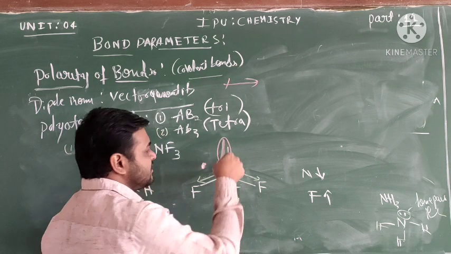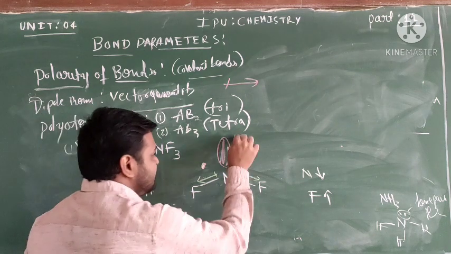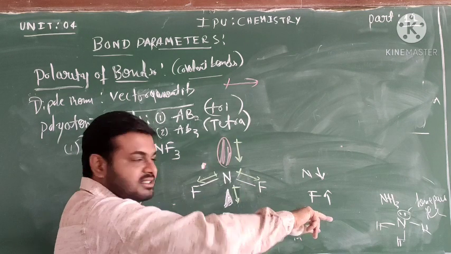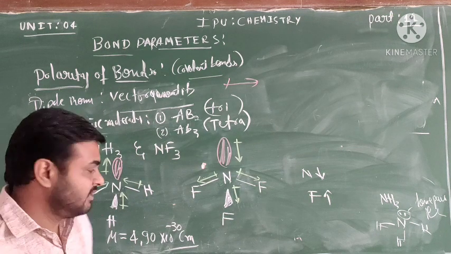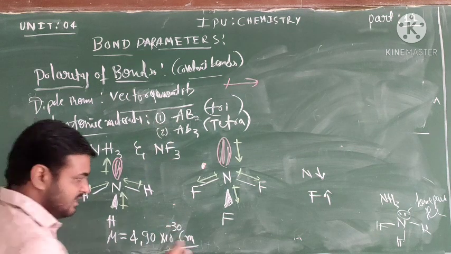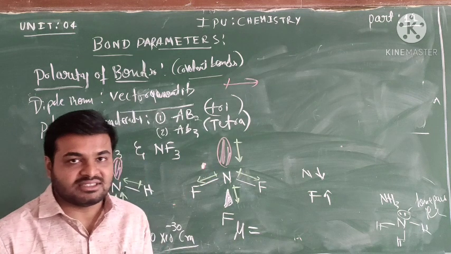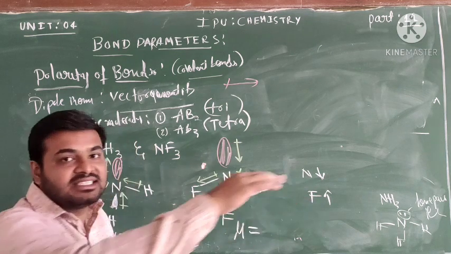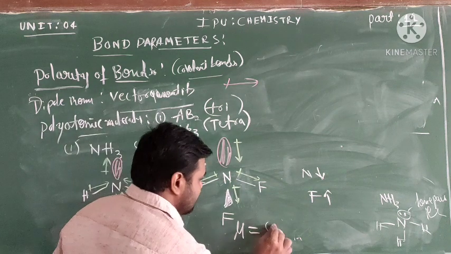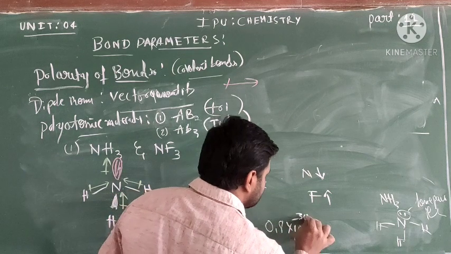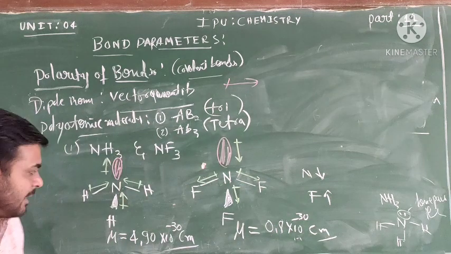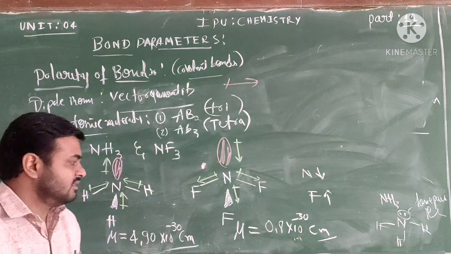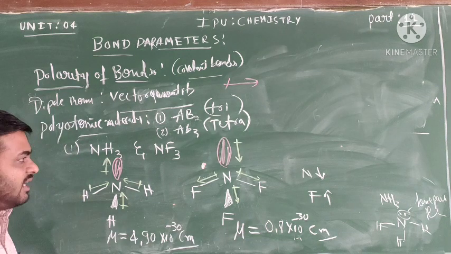In this case the lone pair is also involved. The nitrogen lone pair of electrons also moves towards the fluorine atoms. This makes the value less. The net dipole moment is not cancelled because they do not oppose; all are going in the same direction. So it is 0.8 into 10 to the power of minus 30 coulomb meter. See here, the earlier value is 4.90, and in this case 0.8. This is a very small value.